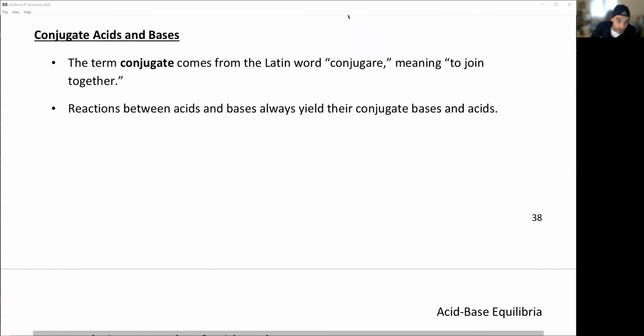So with that said, if I have HNO2 reacting with water, it's in some kind of equilibrium. We don't need to know anything other than it's in equilibrium, NO2 minus and H3O plus. What are the conjugate acid-base pairs that we have here? So pause this and write out which one acts as an acid, which one is the base, and then do the same thing for the products, and then we're going to pair them up. Okay.